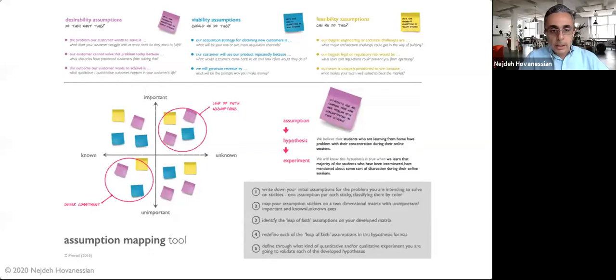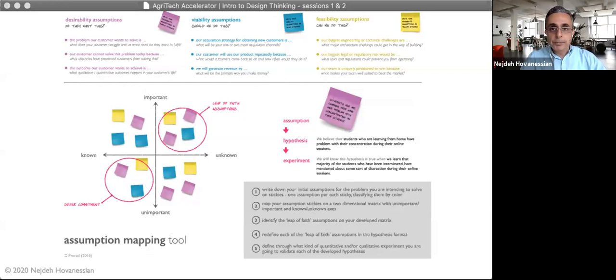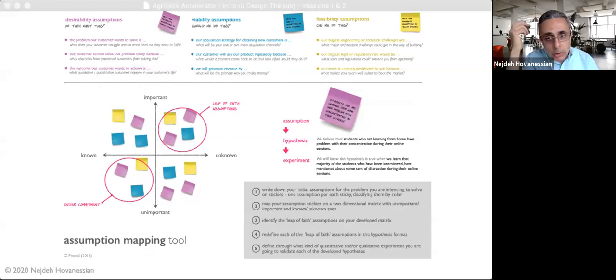Yes. In this diagram on the left side, as you see, there are plenty of assumptions on the other three quarters of this map. Actually, we have one part on the left top side. We have important assumptions, but which are also known. If they are known, there is no need to do extra research or extra experiment in order to validate or reject them.